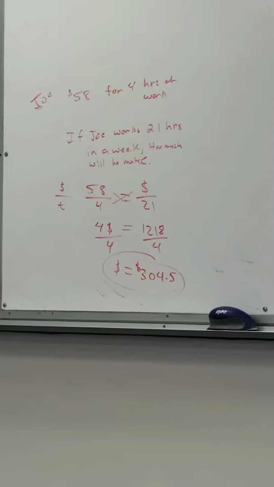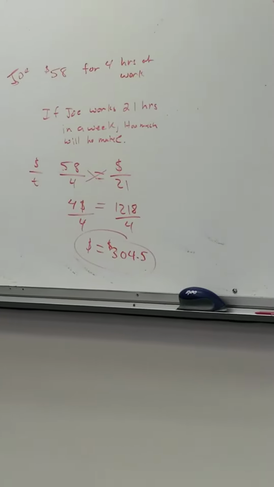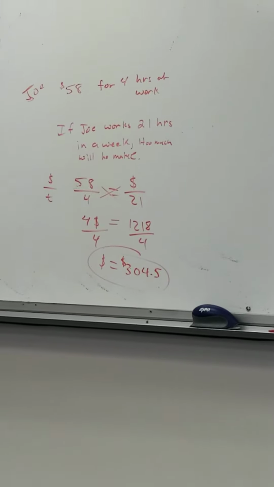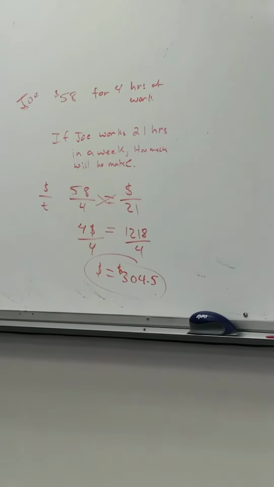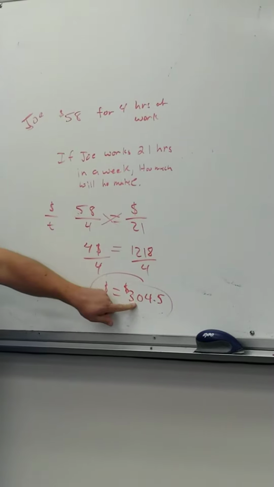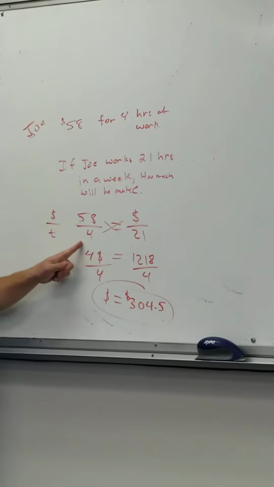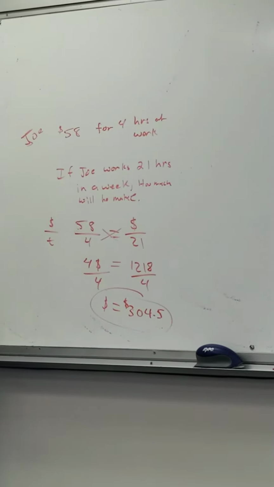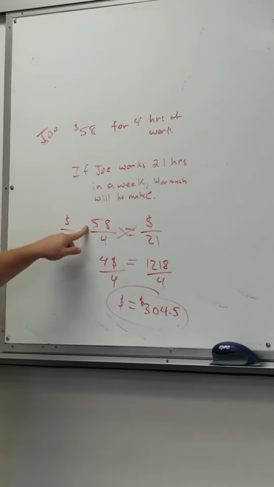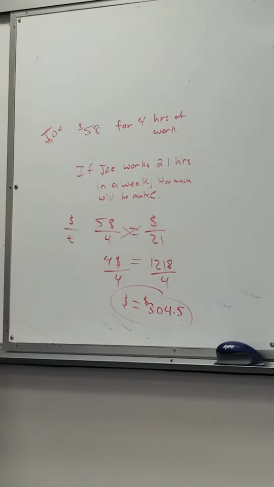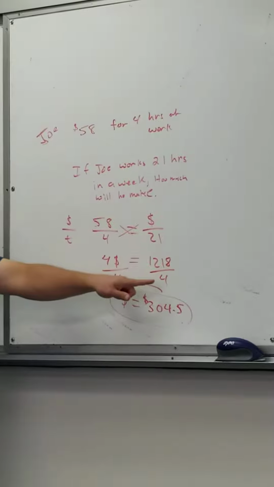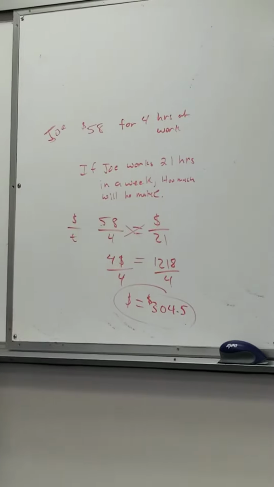Let me ask you another question. How many dollars per hour is this guy making? How would I find it? I can either divide this by how many hours he worked, 21, or I could divide 58 by what? 4. Should it be the same? Yeah. Let's try it. You guys do 58 divided by 4. You three rows right here, do 304.5 divided by 21, and tell me if you get the same thing.